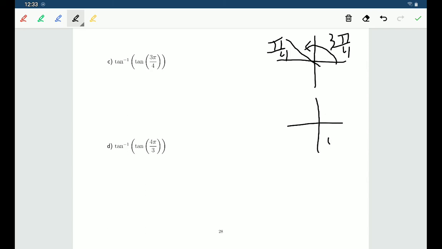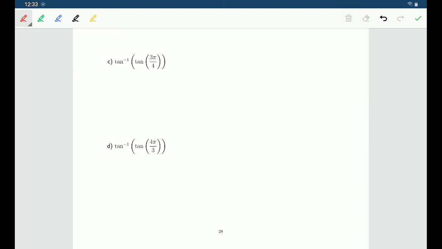Now, in quadrant 2, we know that that's a quadrant where sine is the positive function, but that means that would be where tangent is negative. And so we know that for tangent inverse, we're going to get something that's in quadrant 1 or quadrant 4. Quadrant 1, that's where tangent would be positive. Quadrant 4, that's where tangent would be negative. So the reference angle is pi over 4. We should be in quadrant 4, so that means the angle that we're talking about is negative pi over 4.